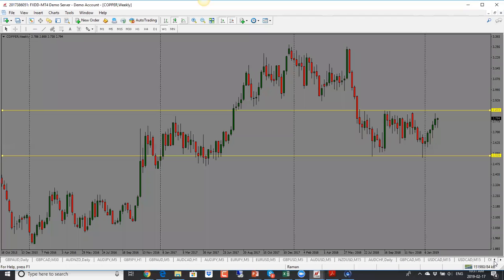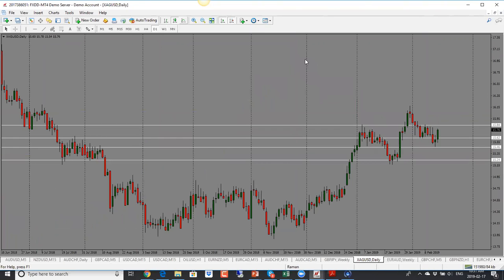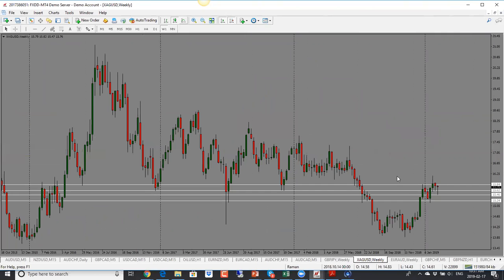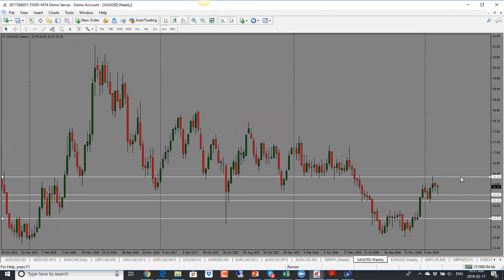Now we'll take a quick peek at silver. Silver is looking bullish as well. We have this pin bar at the bottom, which suggests price could go higher. So looking for it to go higher into 16.14 here. So bullish bias for silver as well.